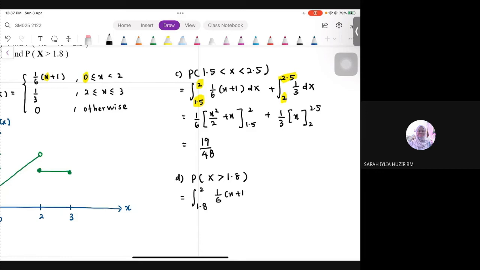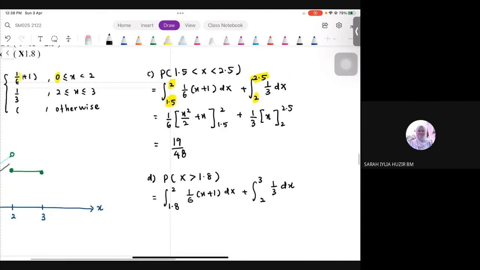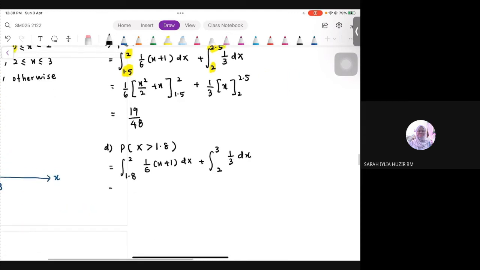Okay. And then for the second one, kita still samalah. From 2, stop at 3 because that's the bounded region for second function. Okay. And then same as before, integrate one by one. Make sure your limit is correct. Okay. After that, substitute the limit. And here your final answer should be 43 out of 100. Okay. Settle.